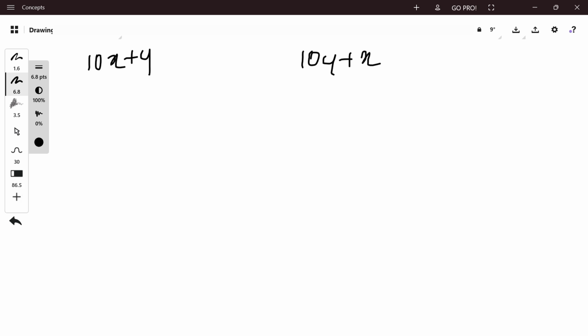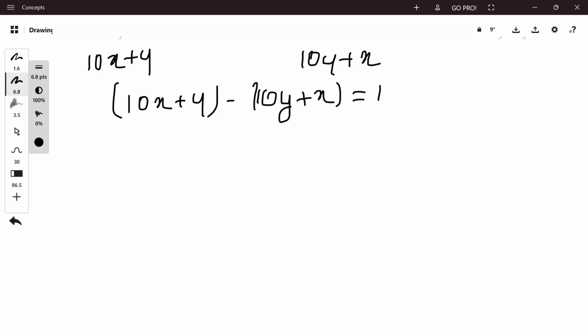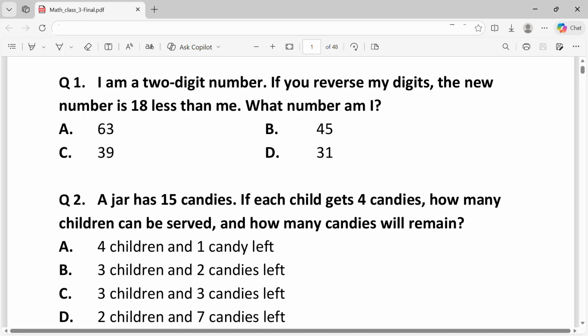According to the given equation, 10x plus y minus 10y plus x is equal to 18. Simplifying the equation, we have x minus y is equal to 2. The difference between the tens and the units digit is 2.